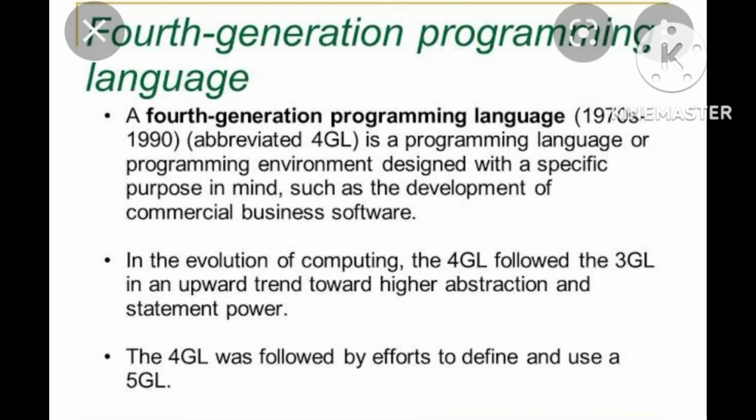And the fourth generation of programming language. A fourth generation programming language is from 1970s to 1990. Abbreviated 4GL, it is a programming language or programming environment designed with a specific purpose in mind, such as the development of commercial business software. In the evolution of computing, the 4GL followed the 3GL in an upward trend toward higher abstraction and statement power. The 4GL was followed by efforts to define and use a 5GL.